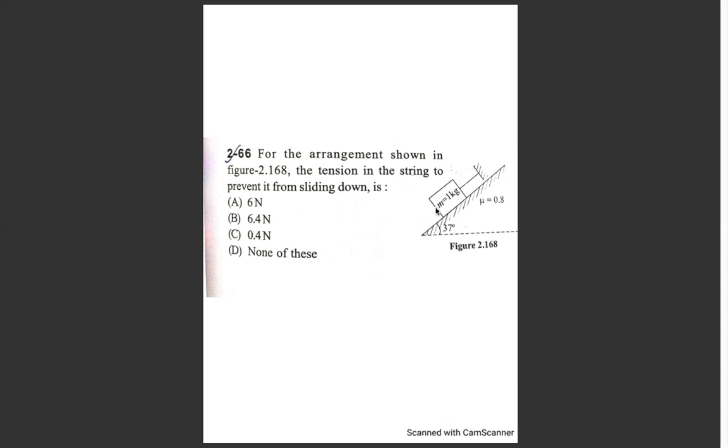If you draw the free body diagram, we can see whether the body slides down. We can say what is the maximum value of friction and what is mg sine theta. First of all we have to find out mg sine 37. 1 into 10 into sine 37, which is 3/5. So this is 6 Newton.